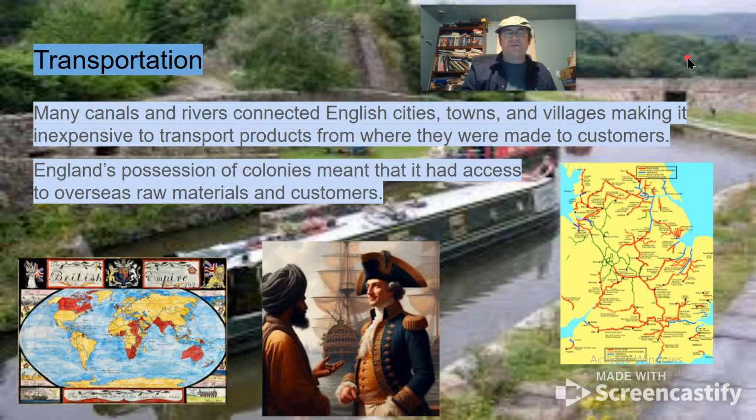Okay, another aspect of why England industrialized was that there were many canals and rivers that connected English cities, towns, and villages, which made it relatively inexpensive to transport products from where they were made to customers that would buy them. So for example, if you have a shoe factory and you're producing hundreds of pairs of shoes every day, in order to sustain your business, you're going to need to find new customers that need shoes.